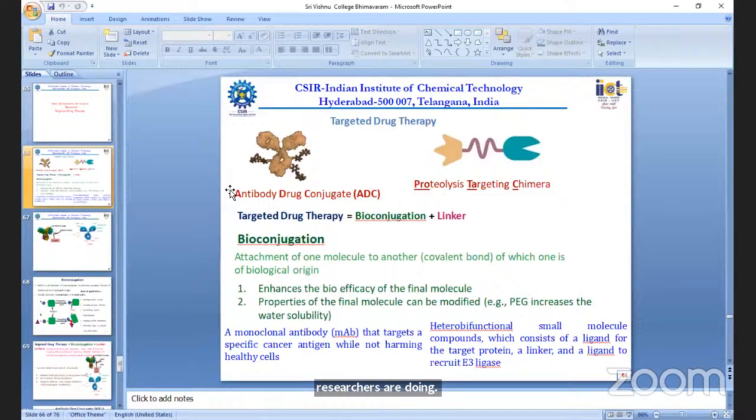This is the targeted drug therapy. What is targeted therapy? There are two processes. One is the antibody drug conjugate, and the other one is proteolysis targeting chimera. What is targeted drug therapy?